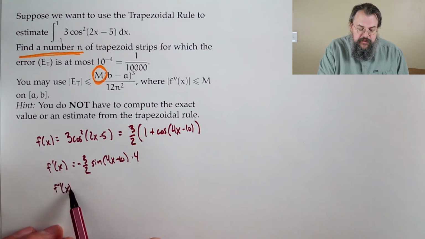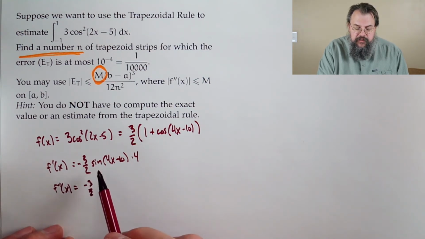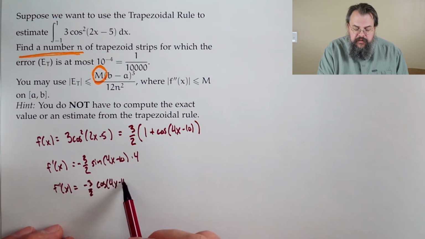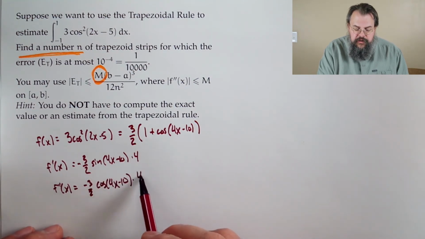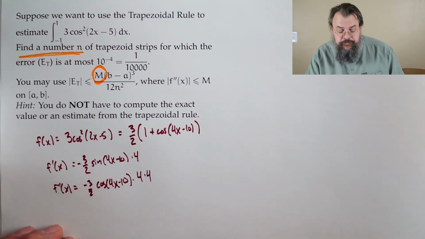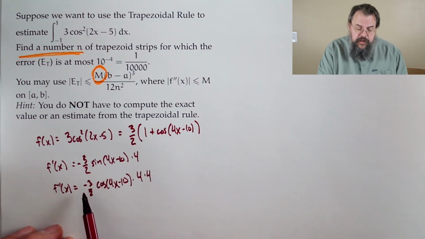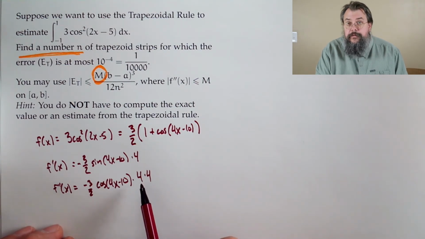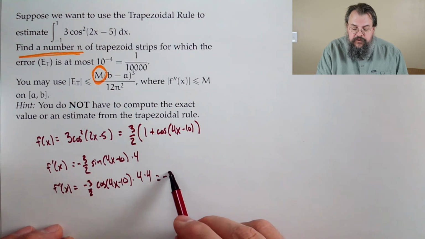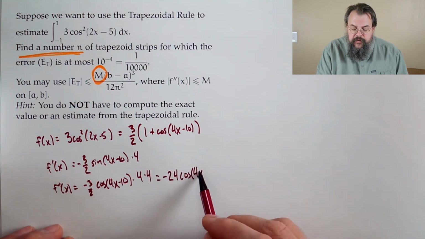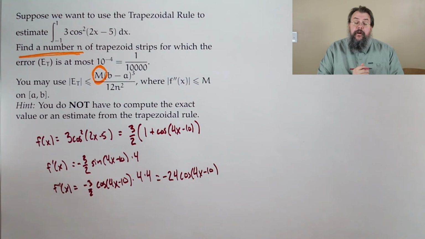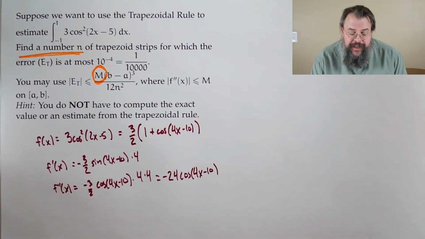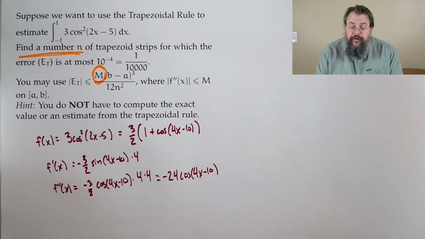How about the second derivative? Well, there's a negative 3 halves. The derivative of sine is cosine of 4x minus 10. Then there's a 4 from the chain rule, but there's also a 4 from what was in there before. So what do we end up with? 3 halves times 4 times 4. 2 goes into 4, so it's really 3 times 8. So you end up with negative 24 cosine of 4x minus 10. Okay, so there we go. That's our second derivative. Now what we need to do is bound it.